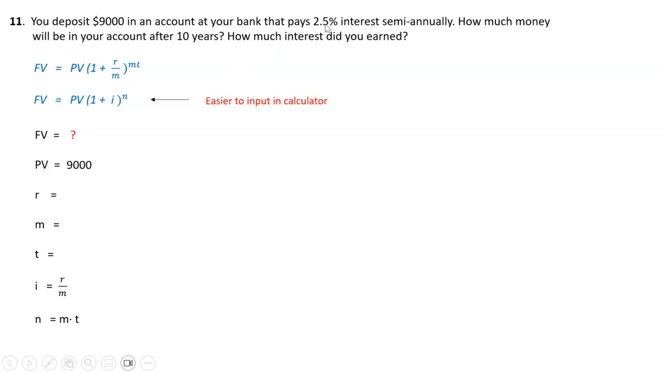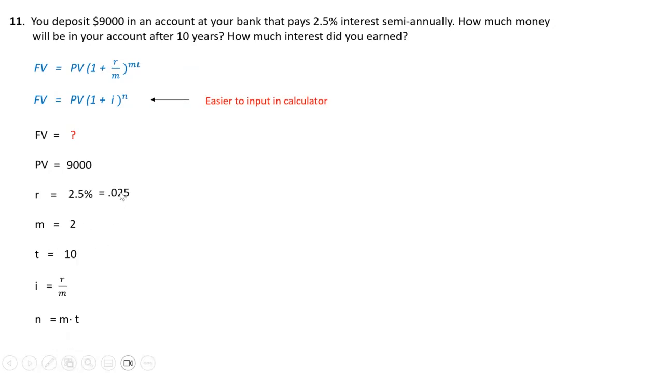My interest rate will be 2.5%. Convert to a decimal, that will be 0.025. My M is the compounding. How many times is it compounded? It's compounded semi-annually, which means 2. My time is 10 years.